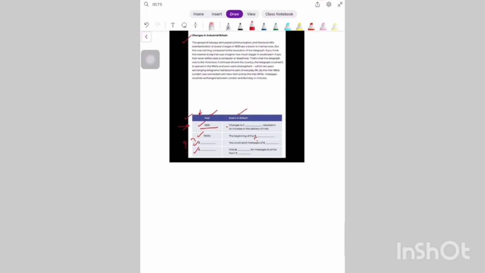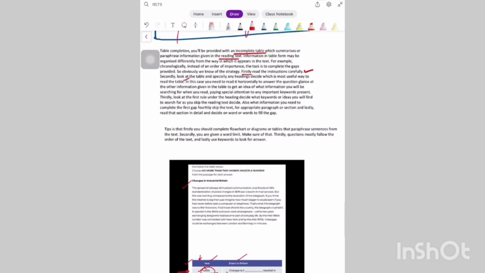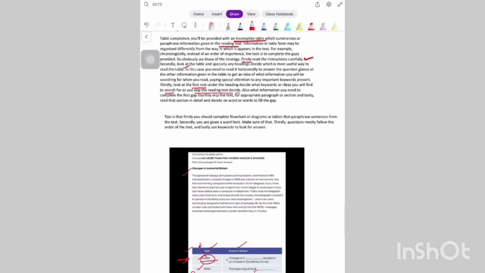I actually am comfortable reading horizontally, especially in this given year, because I could find these words and directly relate these lines to the paragraphs. But for questions 3 and 5, I need to fill this gap and this gap as well. So obviously I need to read the line in the paragraph first. Now, thirdly, look at the first row under the heading. Decide what keywords or ideas you will search for as you skim the reading text. Also decide what information you need to complete the first gap.